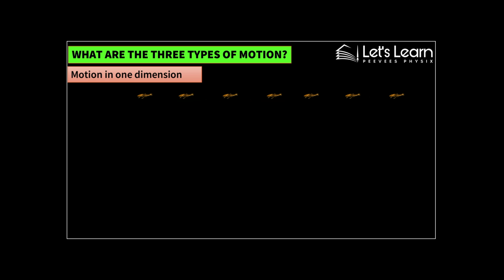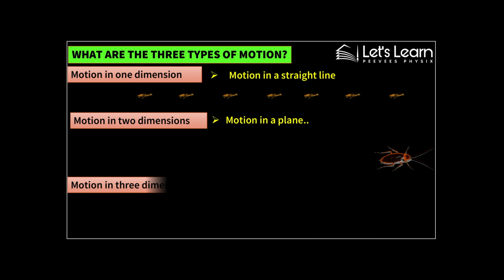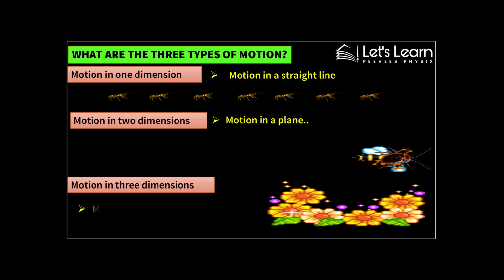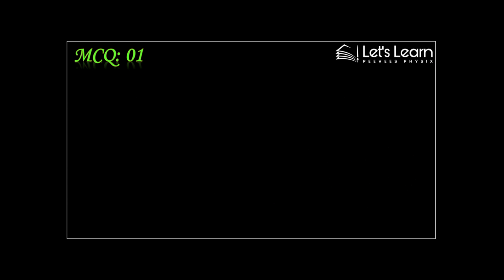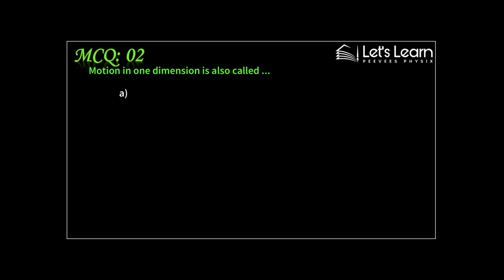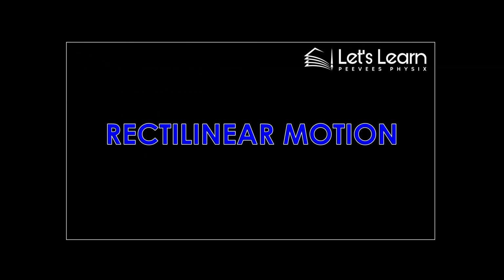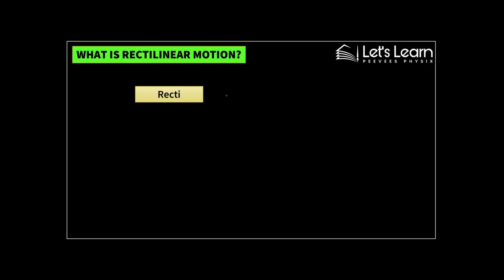What are the three types of motion? Motion in one dimension where things are moving in straight line. Motion in two dimension where things are moving over a plane. And motion in three dimension where the things are moving in space. MCQs again. How many types of motions are there? There are three types of motions. Motion in one dimension is also called motion in straight line. We move on to rectilinear motion. What does rectilinear means?